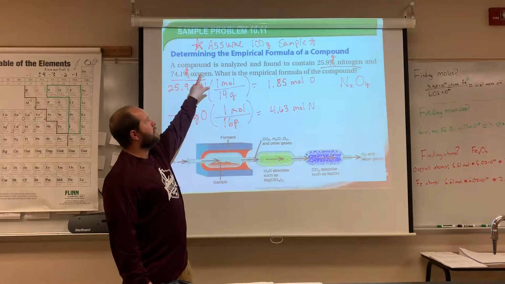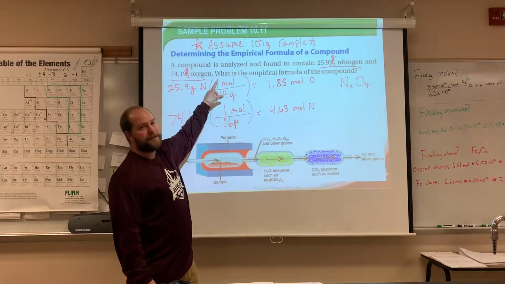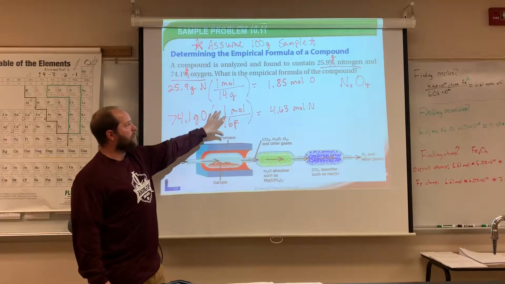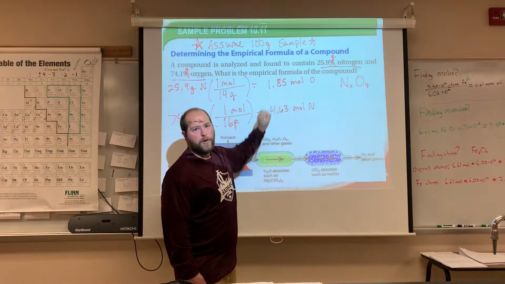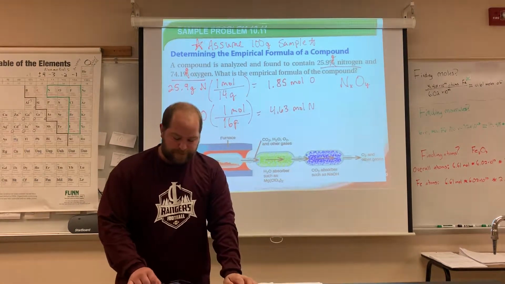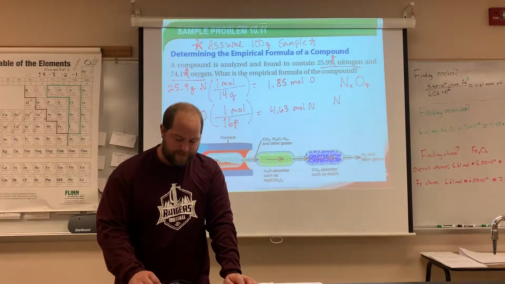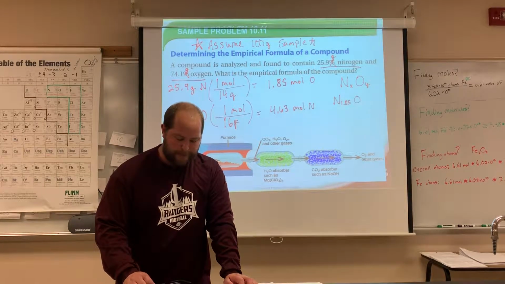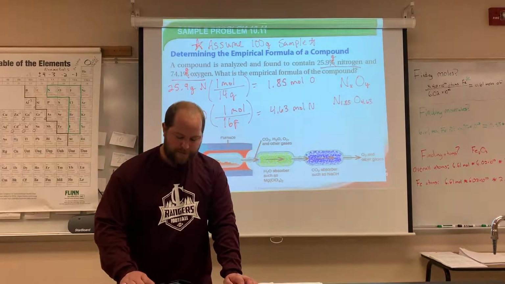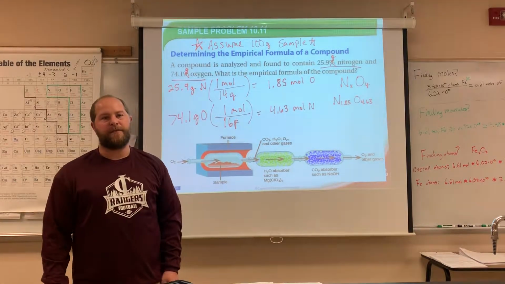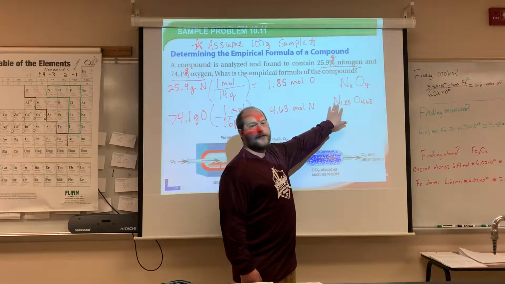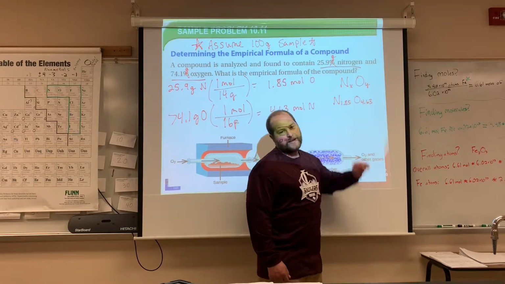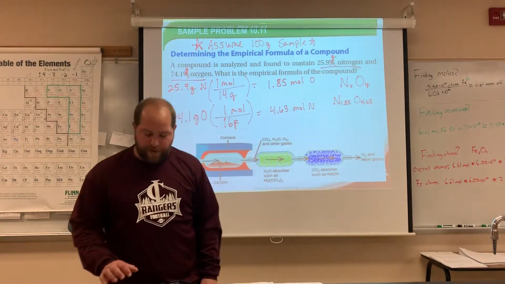First thing we did is we made a 100-gram sample assumption. Then we converted it to moles, the grams to moles. Now we can compare moles to moles. I could write this as this right here, but we want the simplest whole number ratio, and right now we have 1.85 nitrogens per every 4.63 oxygens. That's not going to work for us.